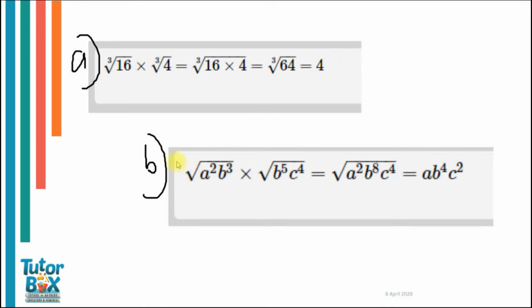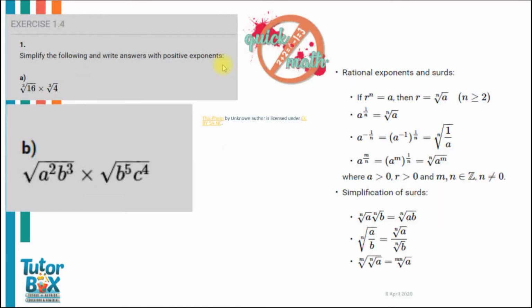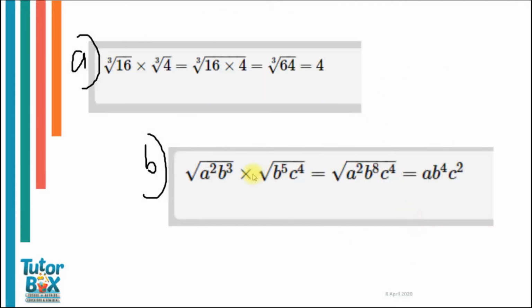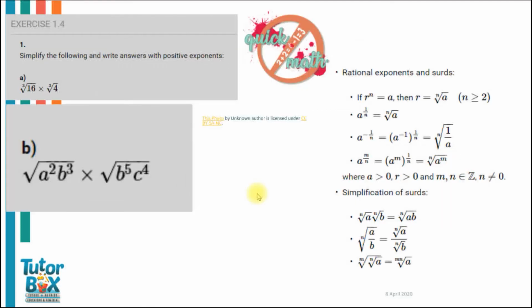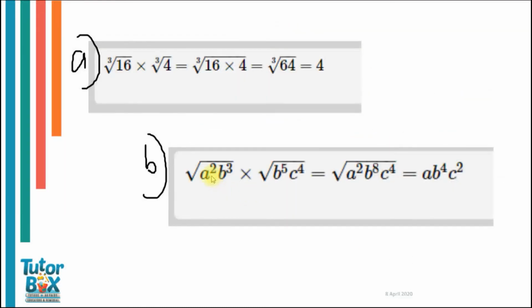And then for B now, so basically we're using the first law, guys. Let me just go back. There we go. That's the one that we're using. And then for B, we have the square root of a squared b cubed times the square root of b to the power 5 c to the power 4. This will be equal to, right? So we have this is 2 here, that's 2 here. So we're still using law 1. There we go. So we have a squared.